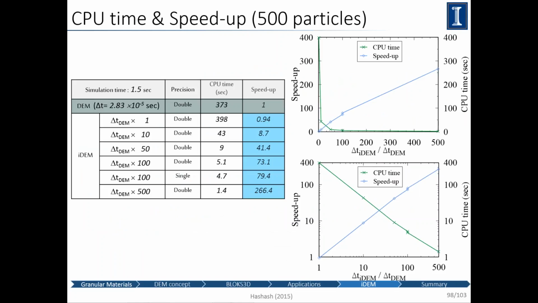This is CPU time, and you can see with double precision, we're going from 373 seconds, I can run it in 5 seconds. Same simulation. This is the time step of 100 times, I can go 80 times faster. Now this is worth it, okay?